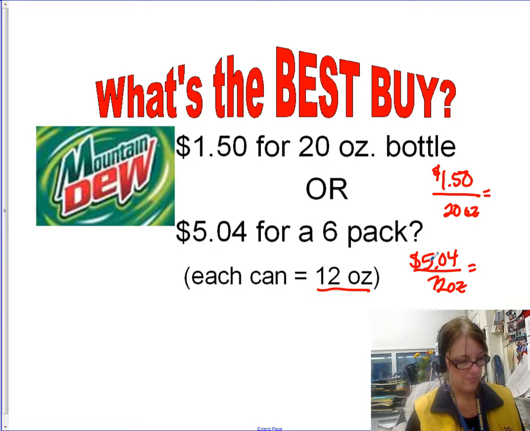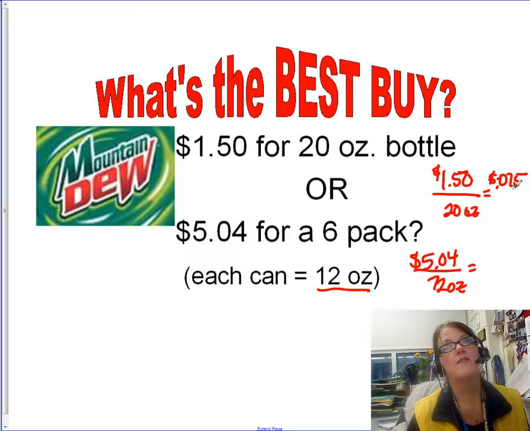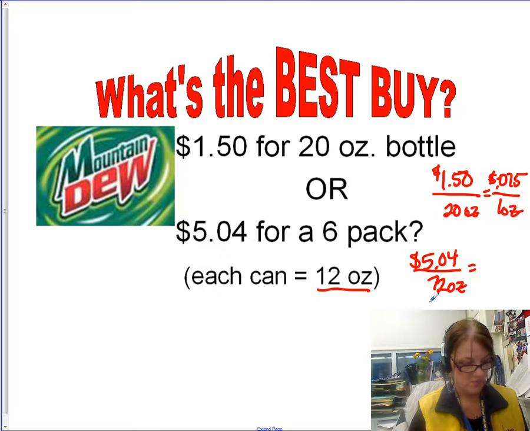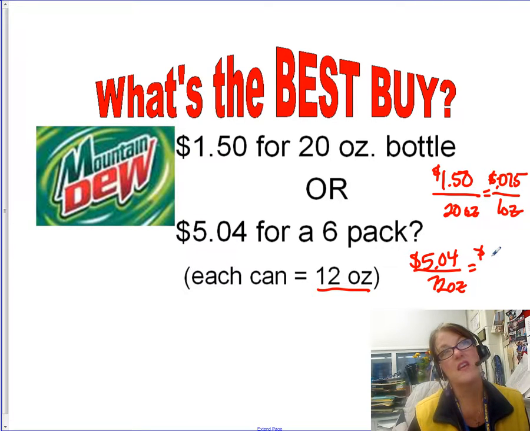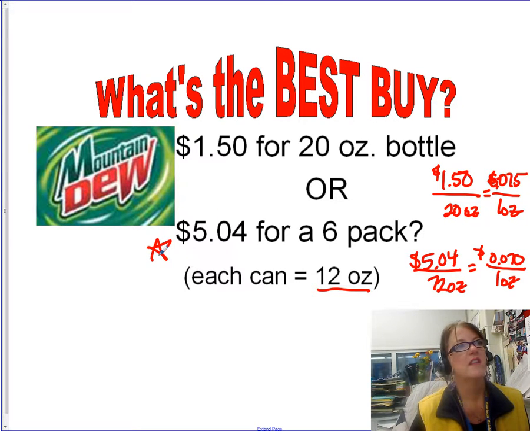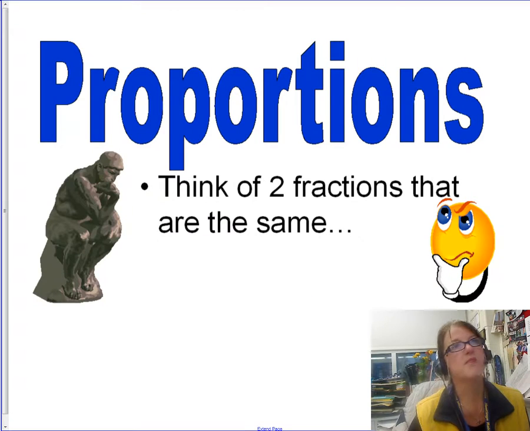Now that top one, granted, I know you're only getting one container of it, but you get 0.075, so about 7.5 cents per ounce, versus this one, which at 5.04 divided by 72 ounces, we end up with just 7 cents an ounce. 0.07, there's a 0 in front there, sorry. They're very close, but actually the 6-pack's the better deal. Not by much, but do it.